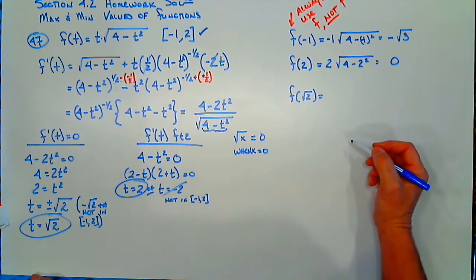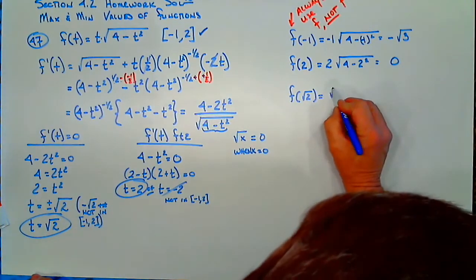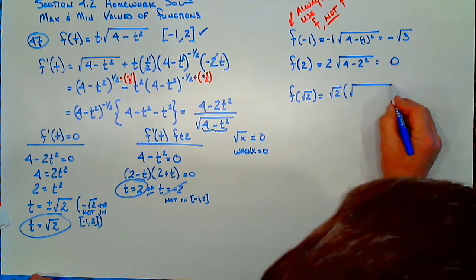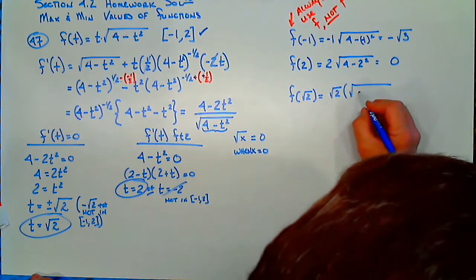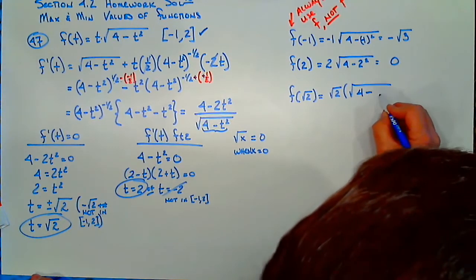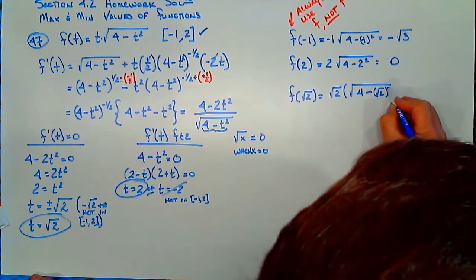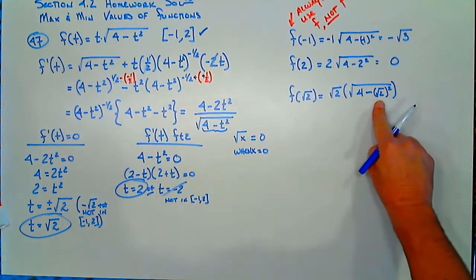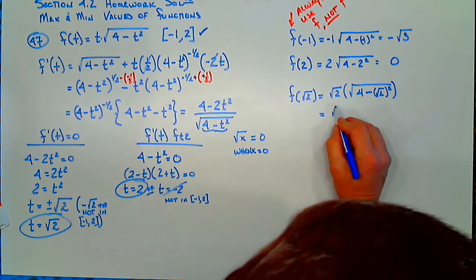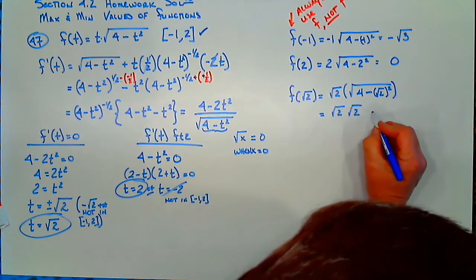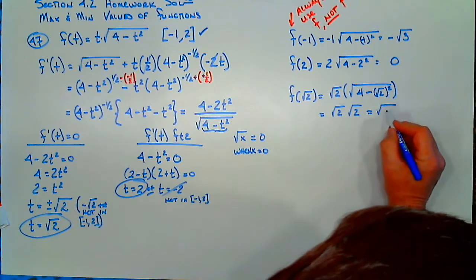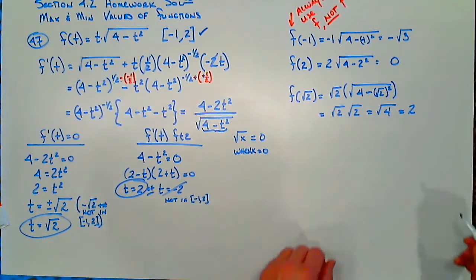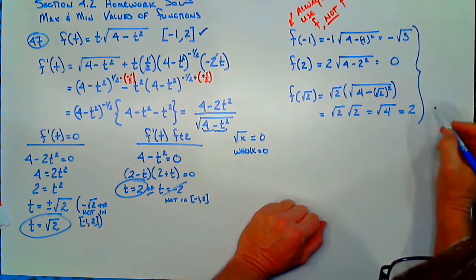Now we plug in f of the square root of 2. We get the square root of 2 times the square root of 4 minus root 2 squared. Well, root 2 squared is 2. 4 minus 2 is 2. And so what are we left with here? We're left with the square root of 2 times the square root of 2, which equals the square root of 4, which equals 2. All right, so these are our candidates.